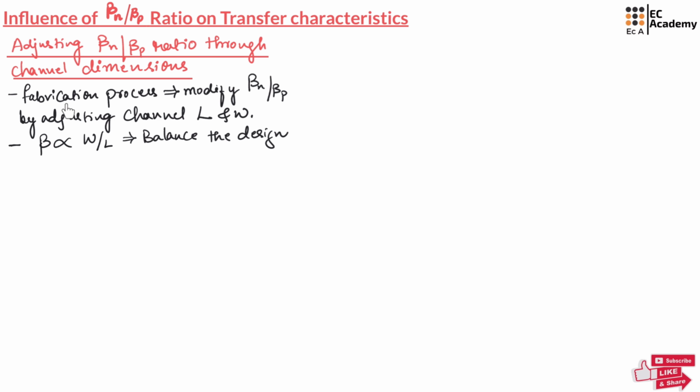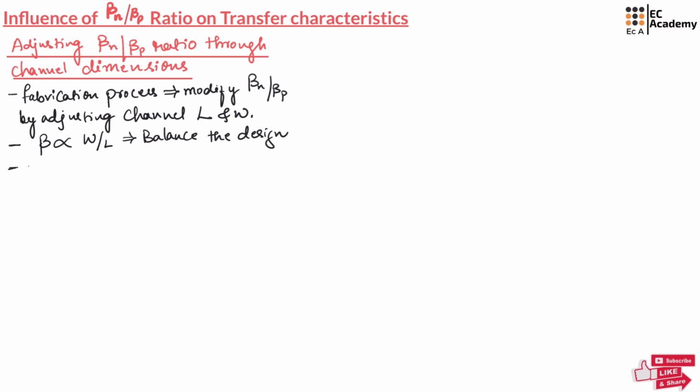So during the fabrication process, we can modify beta n by beta p by adjusting the channel length and channel width. Remember the parameter beta is directly proportional to W by L. So by adjusting the width and length, we can vary the parameter beta, which will balance the design.